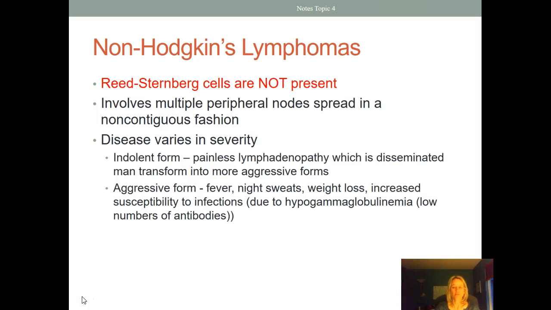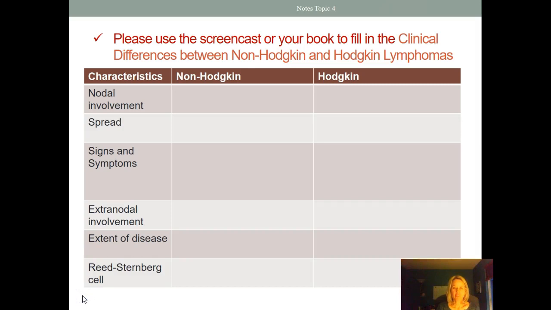We have an indolent form, which has kind of painless swollen lymph nodes, which is kind of disseminated, and that may transform into more aggressive forms. And then the aggressive form includes fever, night sweats, weight loss, increased susceptibility to infection, and this is due to low number of antibodies.